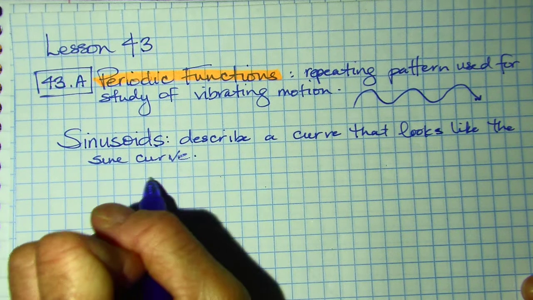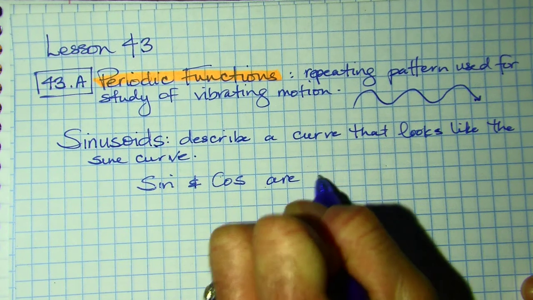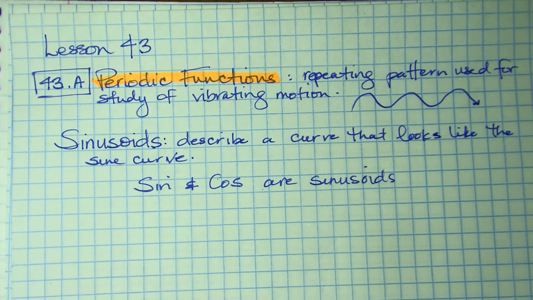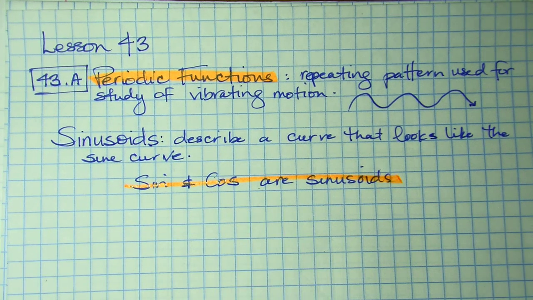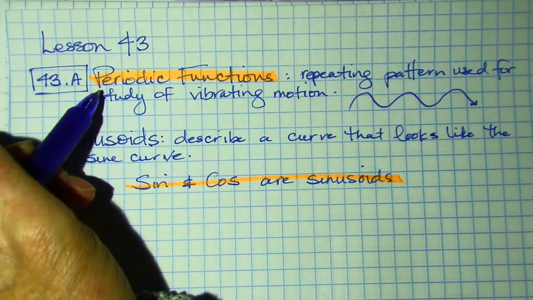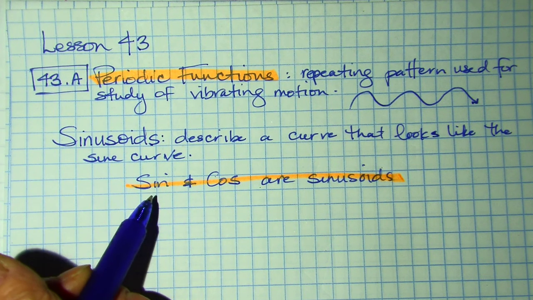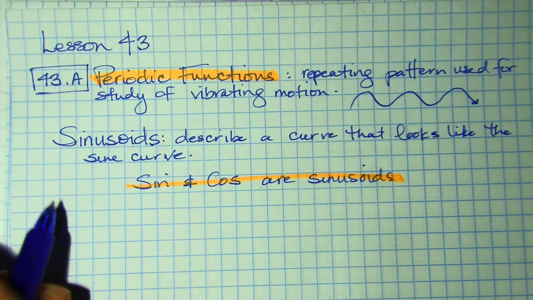Now, both sine and cosine are sinusoids. So if it tells you to graph or write the equation of the following sinusoid, know that sine and cosine are both considered sinusoids, and that's because they have a repeating pattern. Okay, and that's all that 43.A goes over. So periodic functions. Periodic involves sine, cosine, and tangent. Sinusoids specifically cover sine and cosine, okay? And that is just going over the vocabulary.